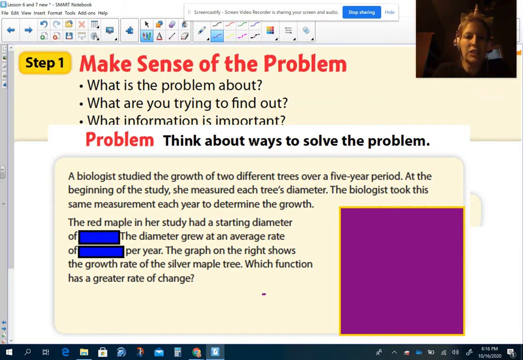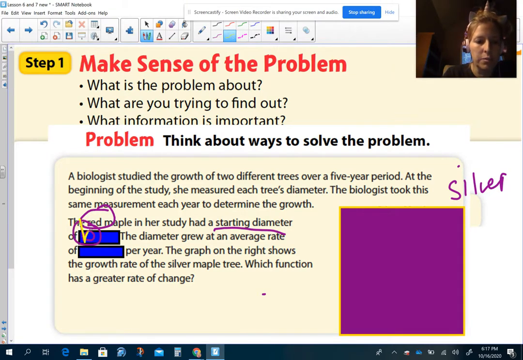Okay, so we have two trees. Did you figure out we have two trees? We have the silver maple, which is over here. We don't know anything about that one. And then we have the red maple, which is right here. Did y'all recognize the red maple is going to have a starting diameter? So what do you think this is going to be representing? The rate of change or my initial value? I hope you said my initial value, right?